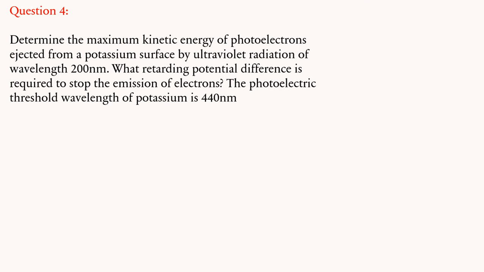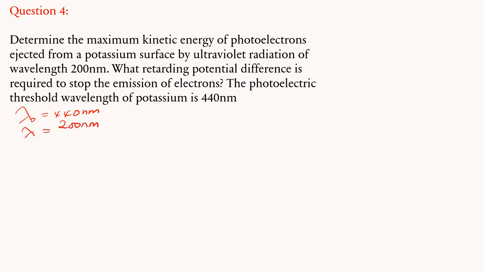Okay, so for the last question, we are going to determine the maximum kinetic energy of photoelectrons ejected from the potassium surface by ultraviolet radiation of wavelength 200 nanometers. What retarding potential difference is required to stop the emission of electrons? The photoelectric threshold wavelength of potassium is 440 nanometers, and the wavelength of the incident radiation is 200 nanometers.